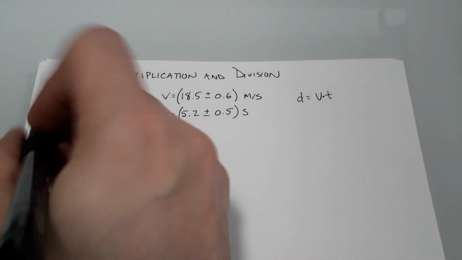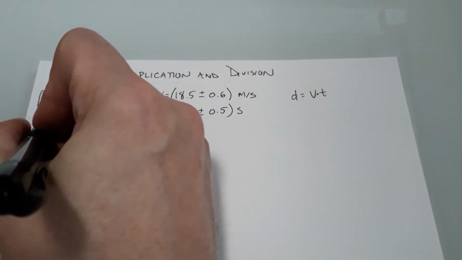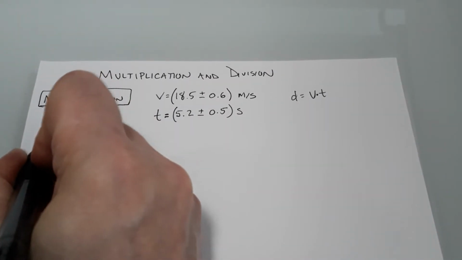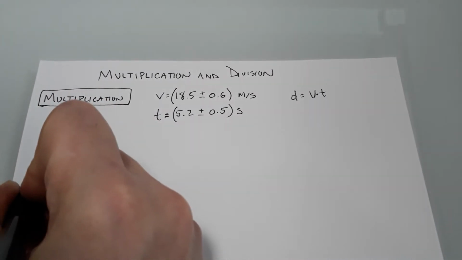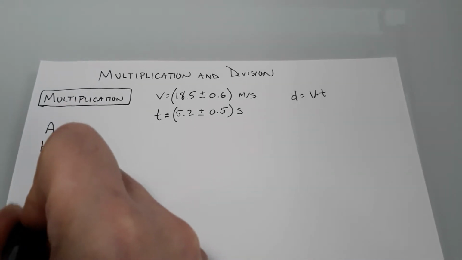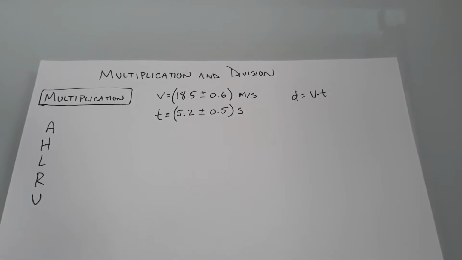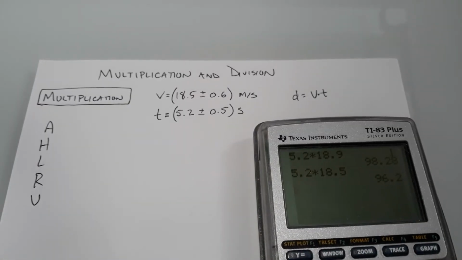So I'll follow the same range method that we used before. I'll figure out the answer to the calculation. I will figure out my high number, my low number, the range of those two values, and then the uncertainty will be determined from that. Okay, so first things first, very easy. Let's just multiply the two numbers together.